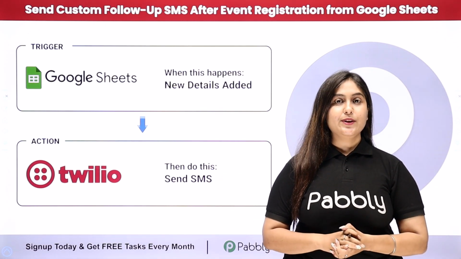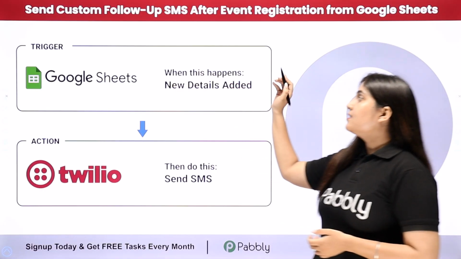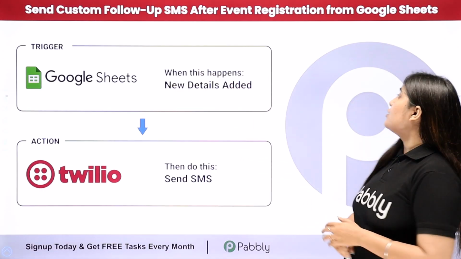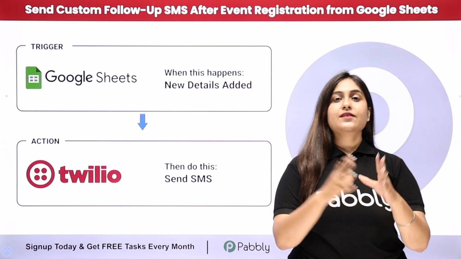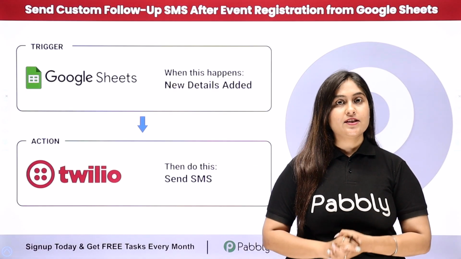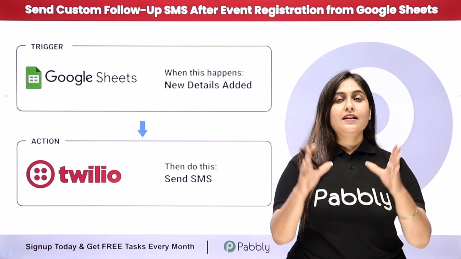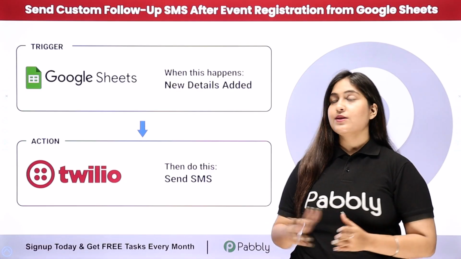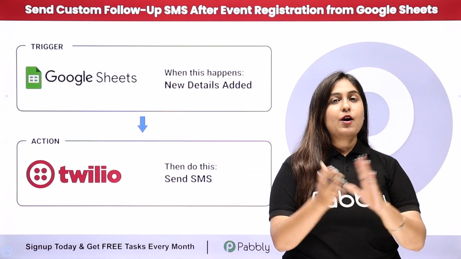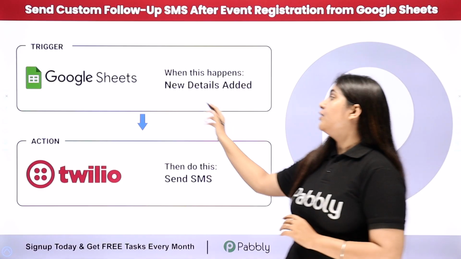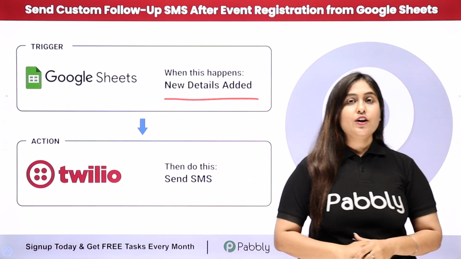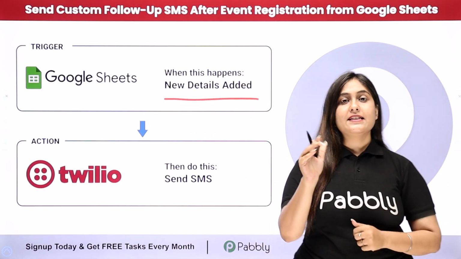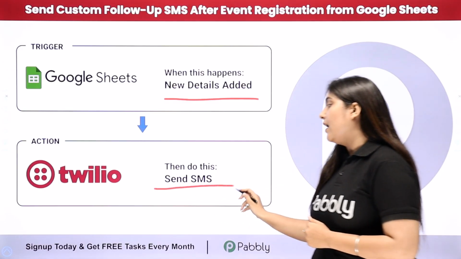In this video, we are going to understand how to send custom follow-up SMS after event registration from Google Sheets. As an event organizer, I receive a lot of registrations for my events, and my team keeps adding all the registrations in my Google Sheets. My objective is, as soon as I receive a new detail in my Google Sheets, an automated SMS should be sent instantly to my registrant via Twilio.